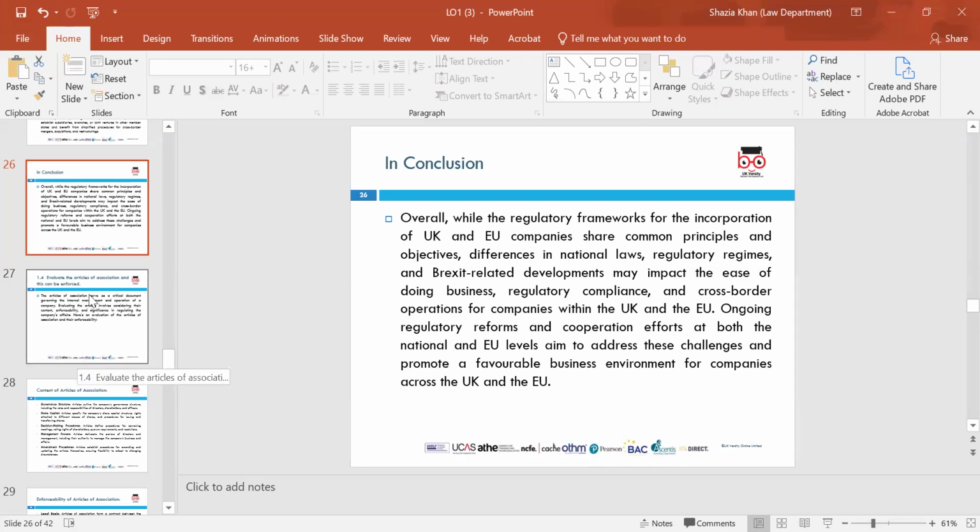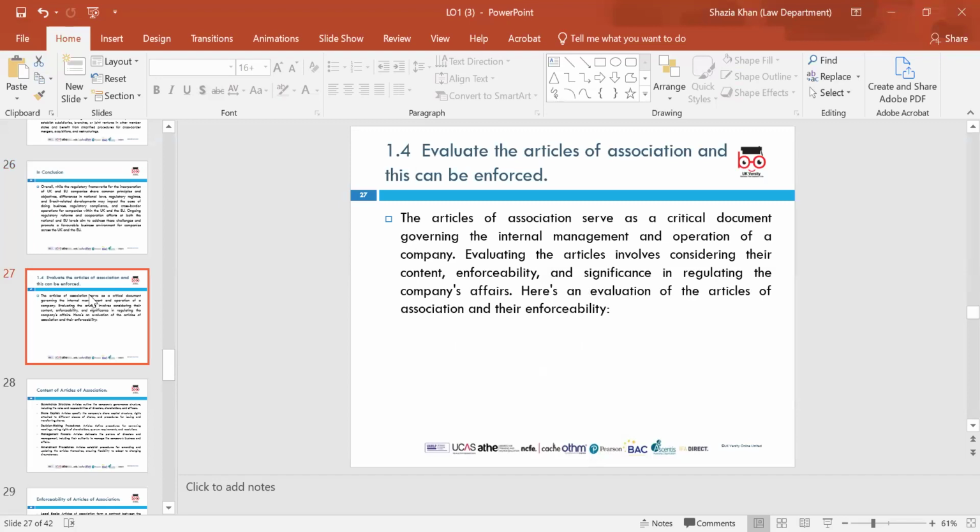Now we're going to look at 1.4, and that is to evaluate the Articles of Association and whether they can be enforced. The Articles of Association serve as a critical document governing the internal management and operation of the company. Evaluating the articles involves considering their content, enforceability, and significance in regulating the company's affairs. Here's an evaluation of the Articles of Association and their enforceability.